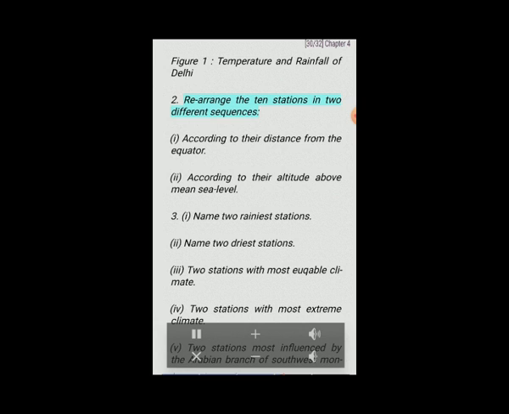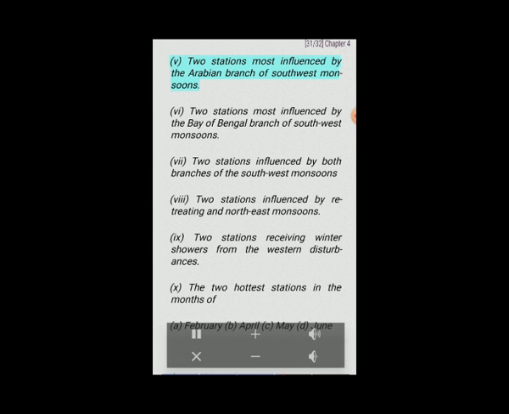2. Rearrange the 10 stations in 2 different sequences. I, according to their distance from the equator. II, according to their altitude above mean sea level. 3. I, name 2 rainiest stations. II, name 2 driest stations. III, 2 stations with most equable climate. IV, 2 stations with most extreme climate.